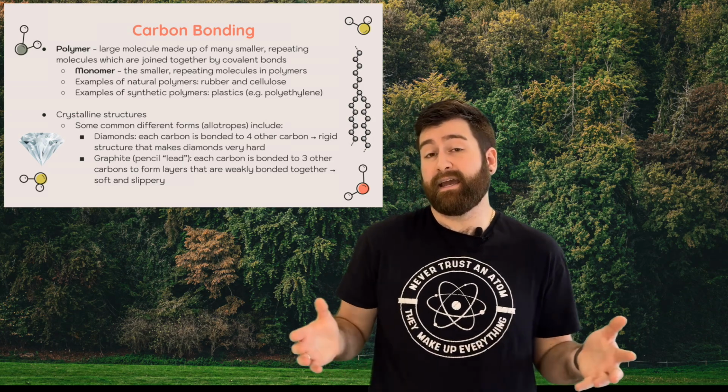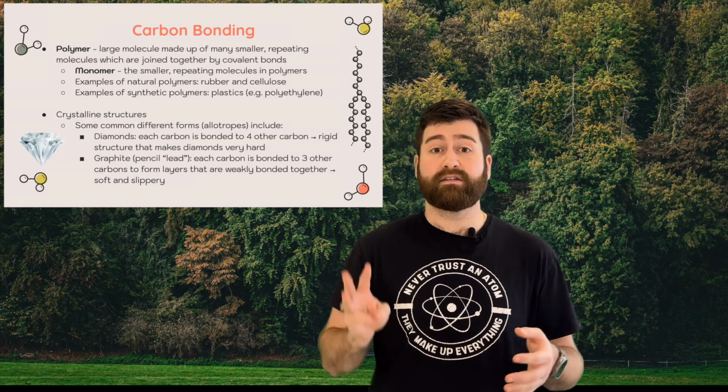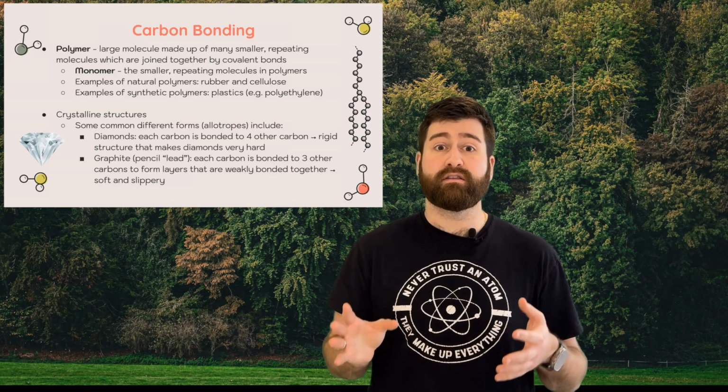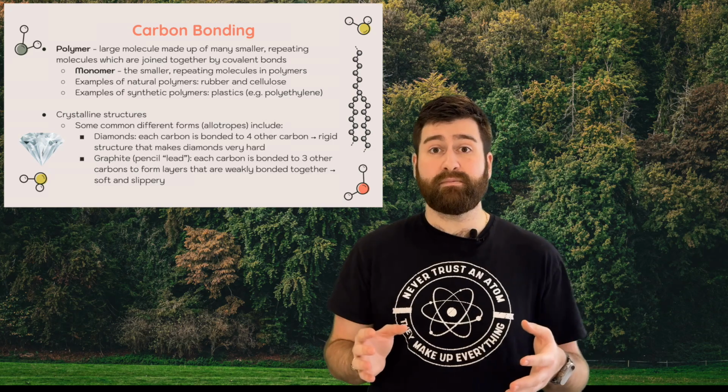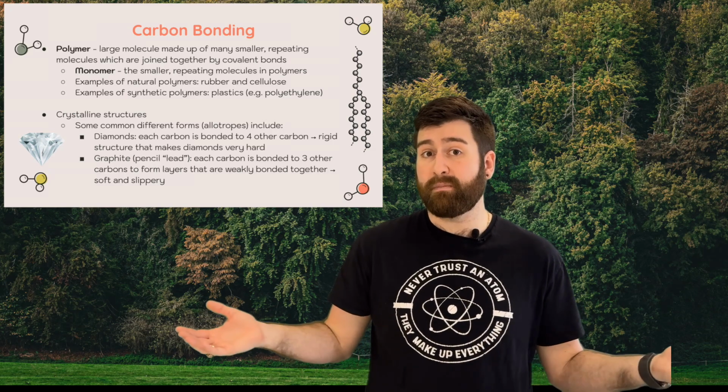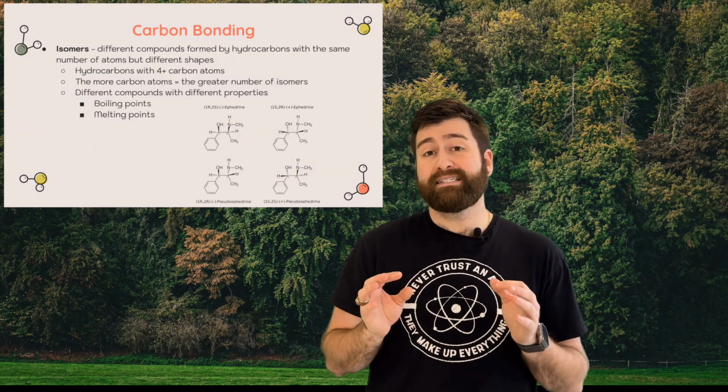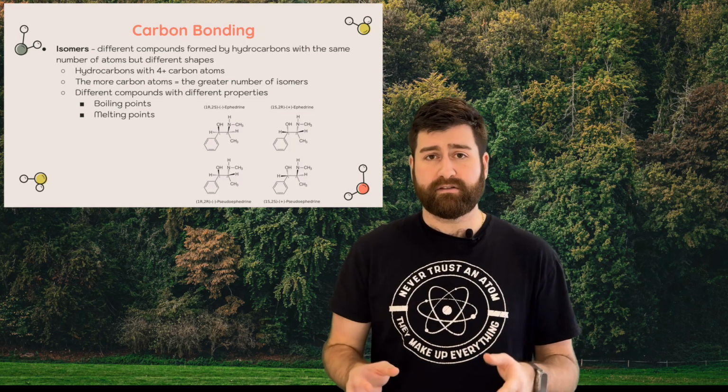In graphite, aka pencil lead, each carbon is bonded to 3 other carbons to form layers that are weakly bonded together. This weak bonding causes it to be soft and slippery, which is what allows pencil lead to leave marks on paper. Now, besides allotropes, there are also isomers.